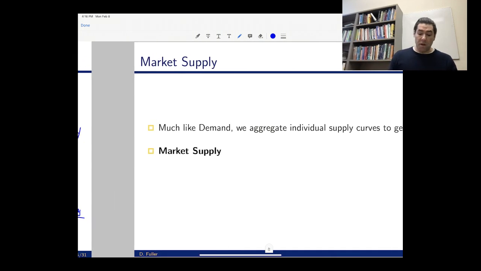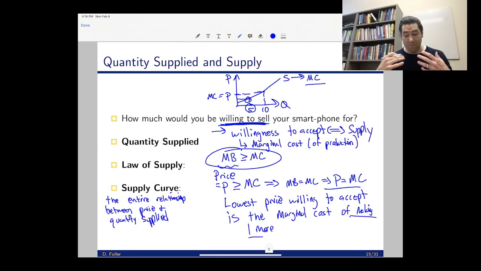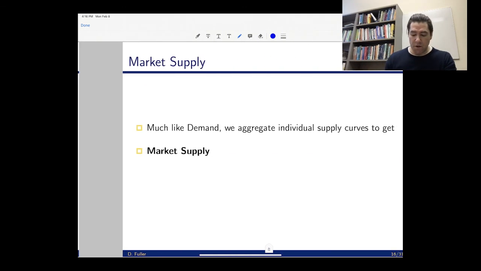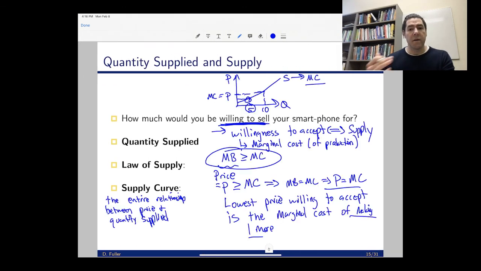Okay, so that is the supply curve, the law of supply, and a little bit of some of the details of where it comes from, but I'll leave the deeper analysis to your principles of micro classes if you take one in the future. Okay, so next we'll talk about market supply, and then we'll be off and running with our supply curves.